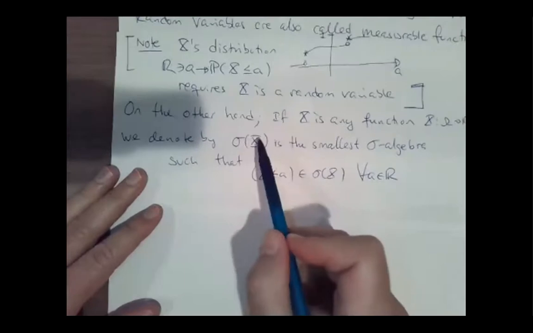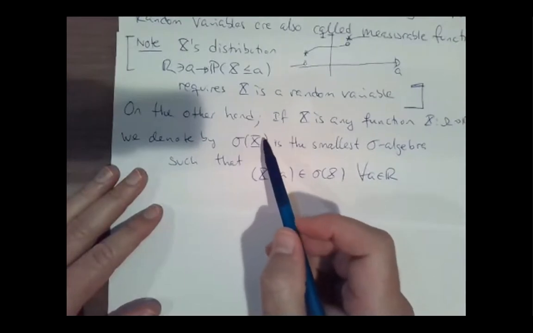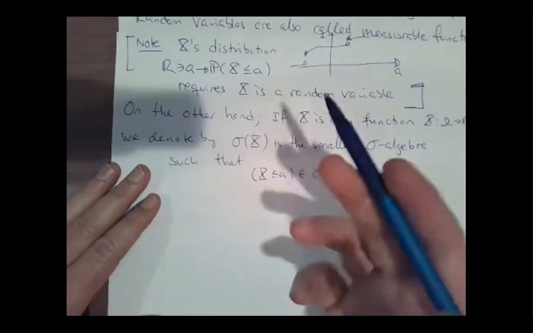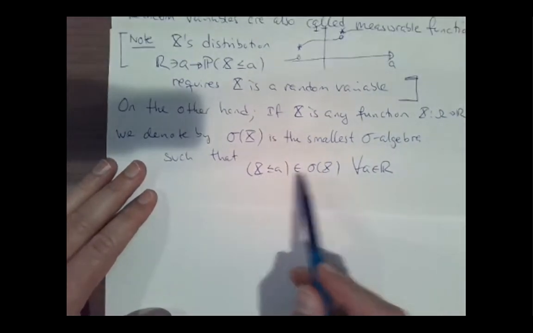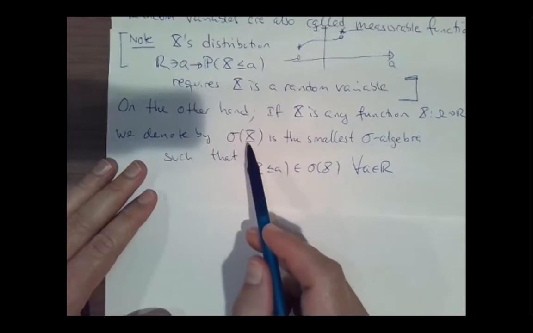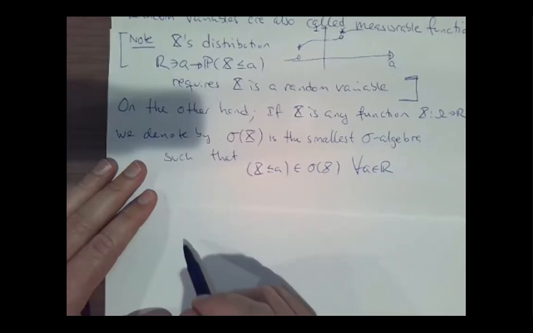So when you see this sigma of X, it's a sigma algebra that has the property that X is measurable with respect to it, and it's the smallest such sigma algebra.